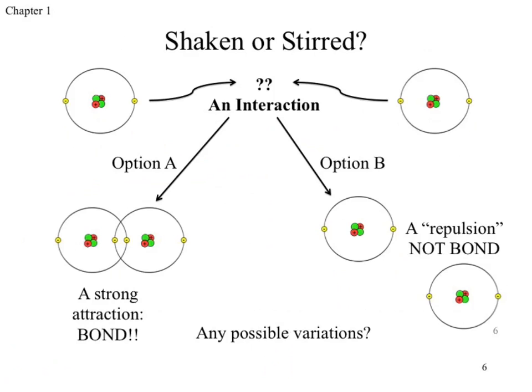So we add some possible options here. We already discussed this. Option A, we get a strong attraction between those electrons, or between our atoms, and we end up forming a bond. Or what happens? They could potentially repel away from each other. We don't get a bond. And we said that there are possible variations of bonds. Do you think there are possible variations of not bonds? Yeah, why not? Turns out there are.